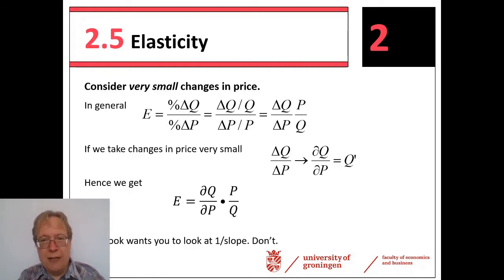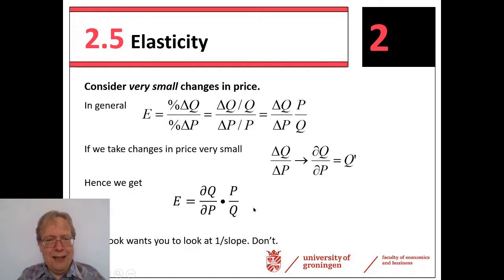But if we observe that very small changes imply that this ratio is just equal to the derivative, then we can just write the elasticity like this, right? So again, this is the derivative of Q with respect to P. Q prime is simply a different way to write a derivative, and a way that you're most probably more familiar with.